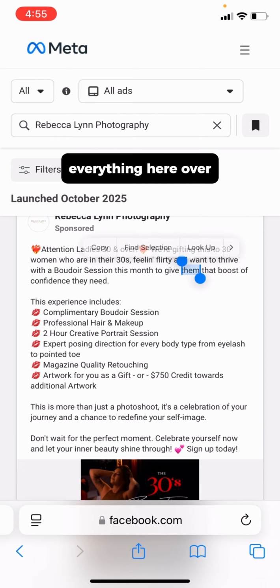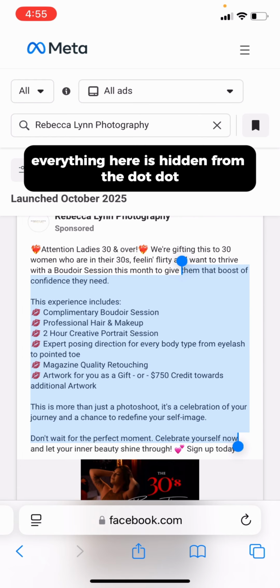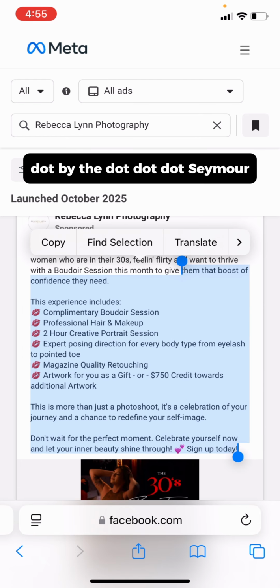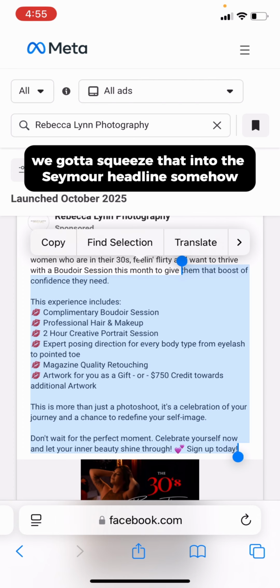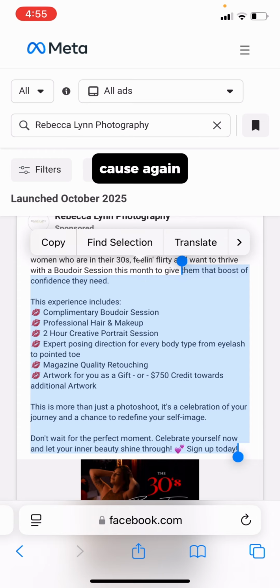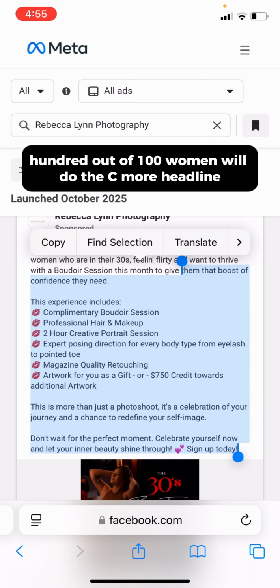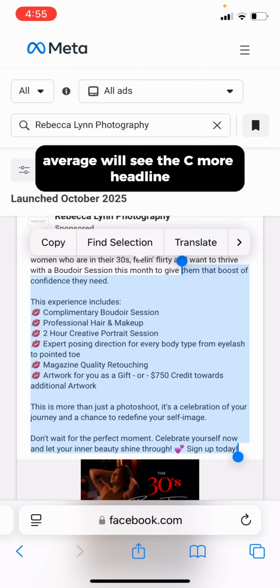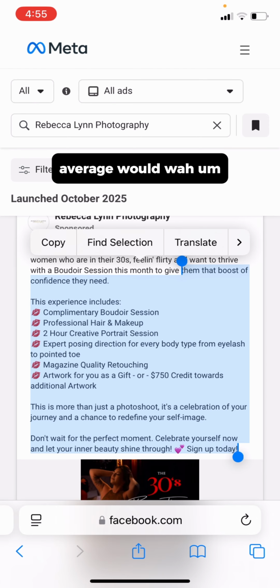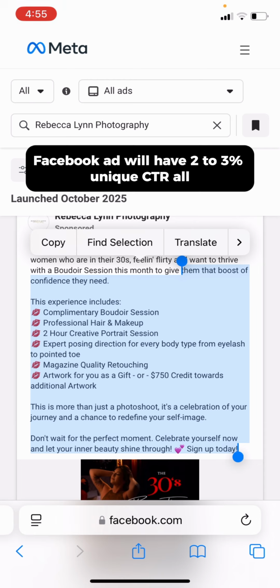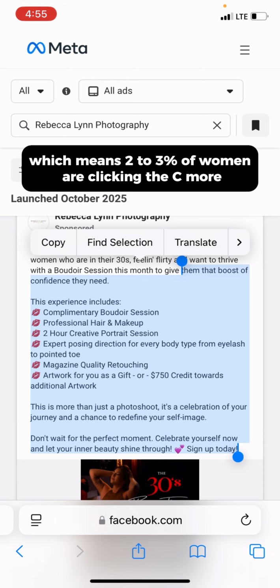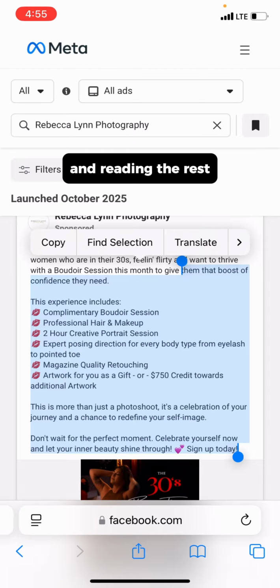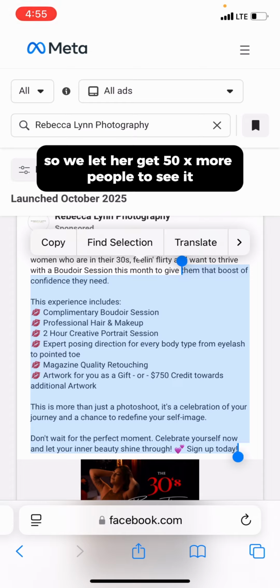Dude, everything here is hidden by the See More. So boost of confidence, we got to squeeze that into the See More headline somehow. Because again, 100 out of 100 women will see the See More headline. The average boudoir Facebook ad will have 2 to 3% unique CTR, which means 2 to 3% of women are clicking the See More and reading the rest. So we literally get 50x more people to see it if we put it in the See More headline.